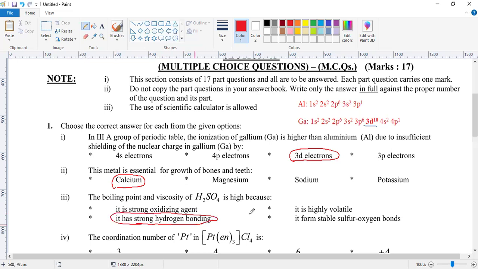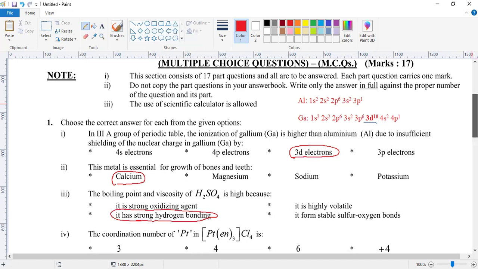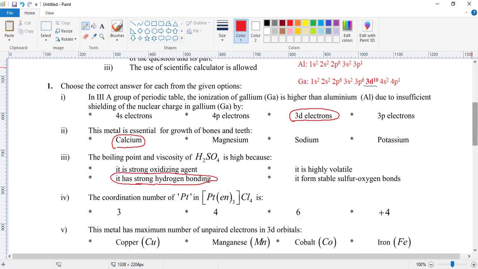It has strong hydrogen bonding. It forms the stable sulfur oxygen bond. It doesn't mean that if the bonds are stronger, then the boiling point is higher, except in giant covalent molecules. Giant covalent molecules means diamond, graphite, silicon dioxide.